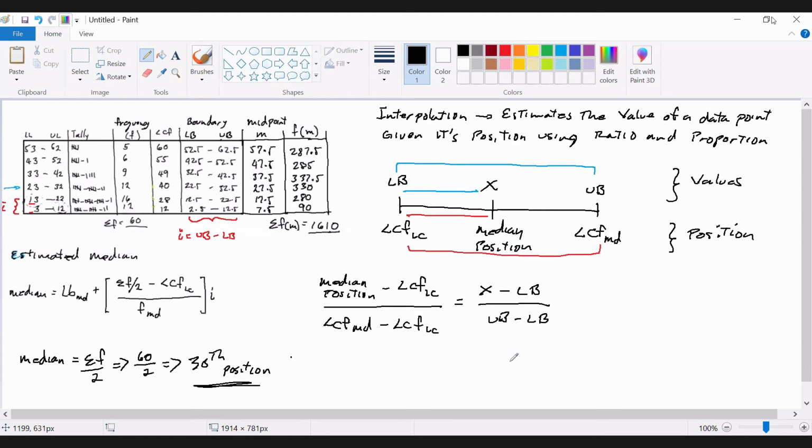Clear? Okay. Now, if you don't believe me, let's try. Let's substitute values.